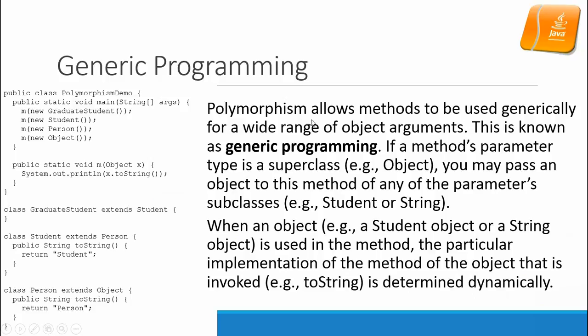So polymorphism is about mixing different objects of different classes. When we try to bind the methods, we need dynamic binding. And when we define the methods, we need the overriding feature. And then the end result, with dynamic binding and overriding, is a programming concept called generic programming.